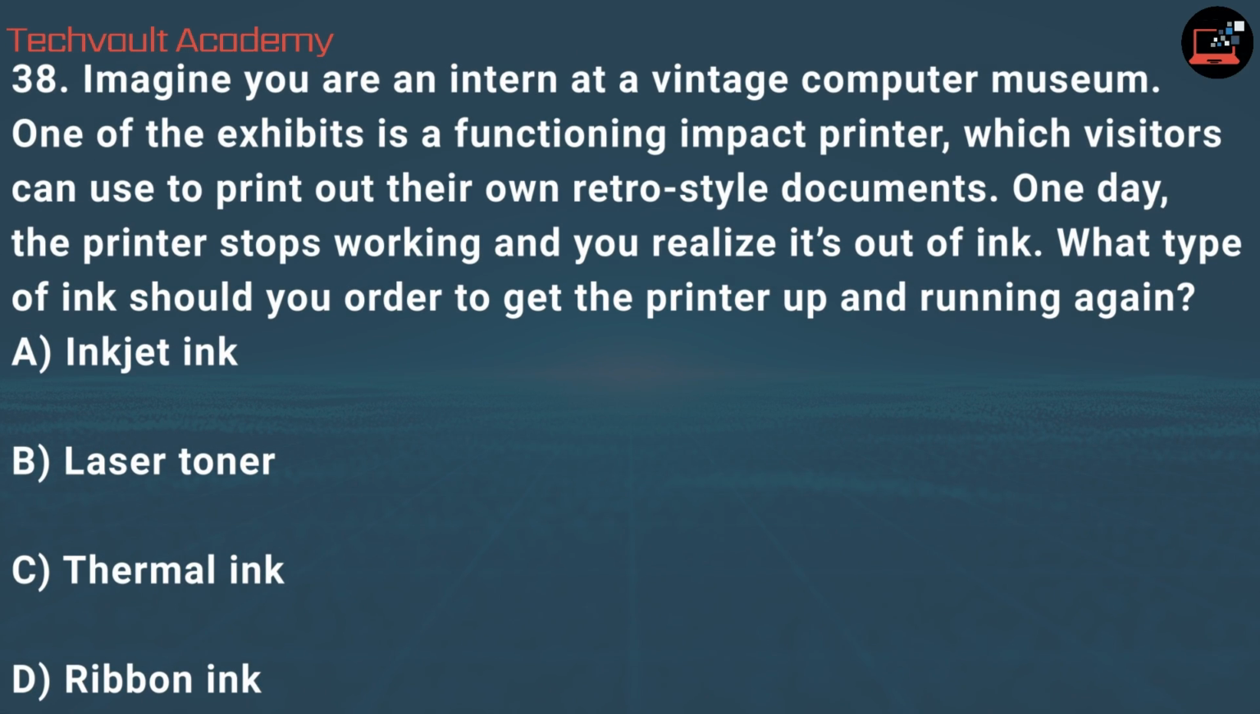38. Imagine you are an intern at a vintage computer museum. One of the exhibits is a functioning impact printer, which visitors can use to print out their own retro-style documents. One day the printer stops working and you realize it's out of ink. What type of ink should you order to get the printer up and running again? A. Inkjet ink. B. Laser toner, C. Thermal ink, D. Ribbon ink.